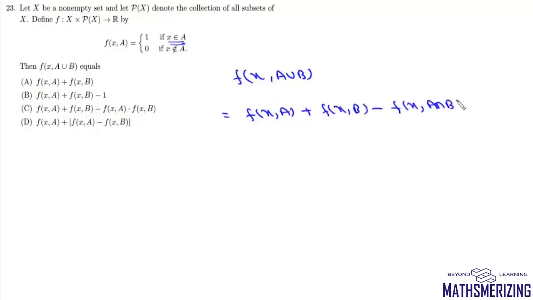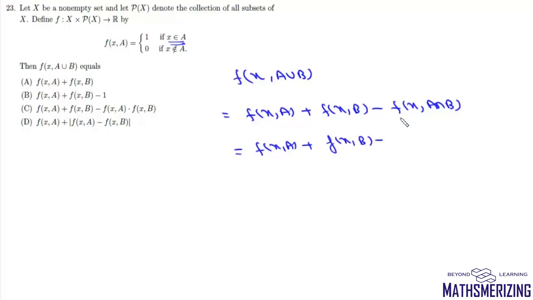Now question number 23 is, let X be a non-empty set and let P(X) denote the collection of all subsets of X. Define f from P(X) to R by f_x(A) is 1 if x belongs to A, and it is 0 if x doesn't belong to A. Now what about f_x(A union B)? Now we know that f_x(A union B) will be f_x(A) plus f_x(B) minus f_x(A intersection B). So it will be simply f_x(A) plus f_x(B).